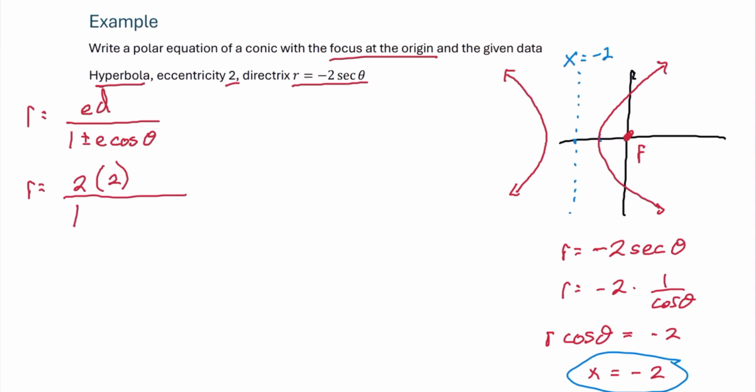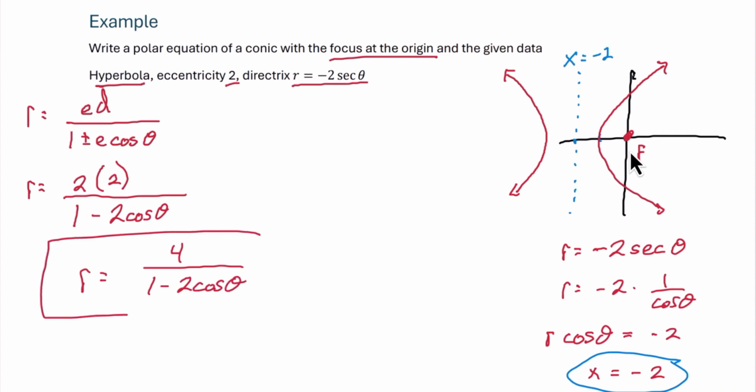Then we have 1 plus or minus. Which one is it? Since the directrix is to the left of the focus, we are going to use minus e cosine theta. And e again is 2, so we have 2 cosine theta. And simplifying this, r equals 4 divided by 1 minus 2 cosine theta. And we now have the equation of the hyperbola.